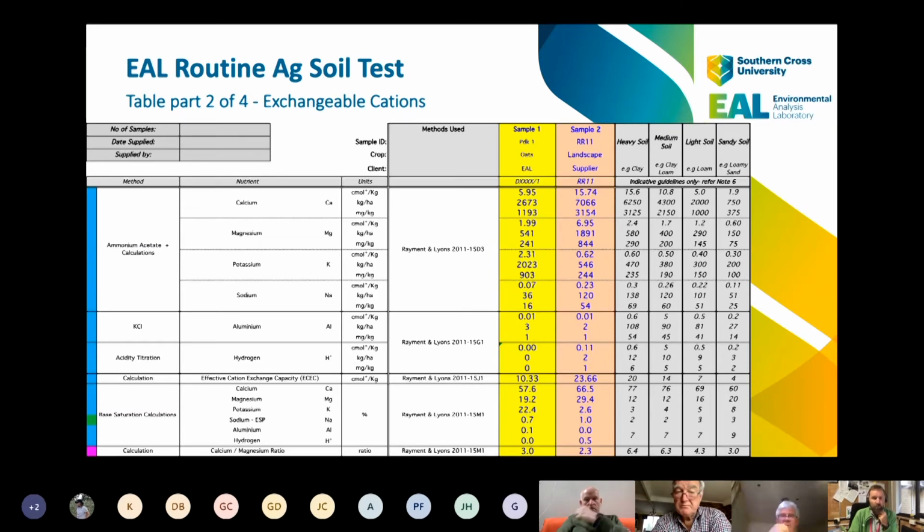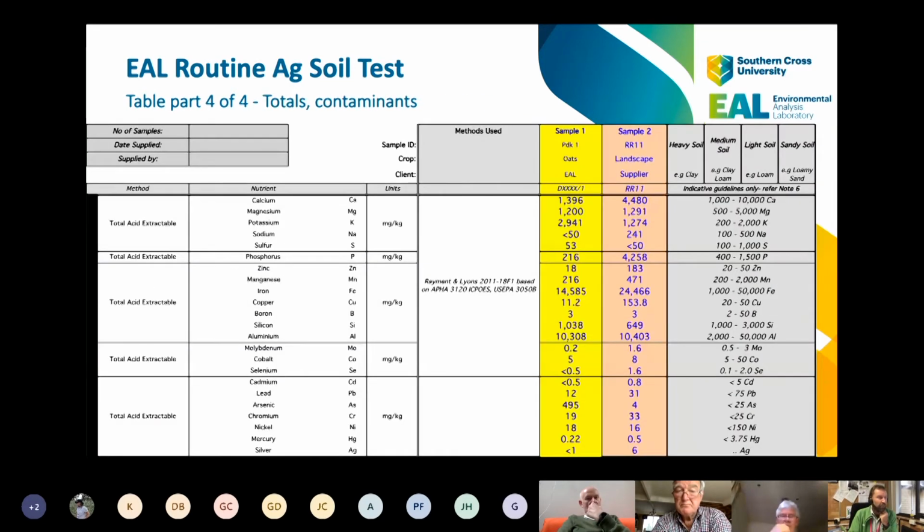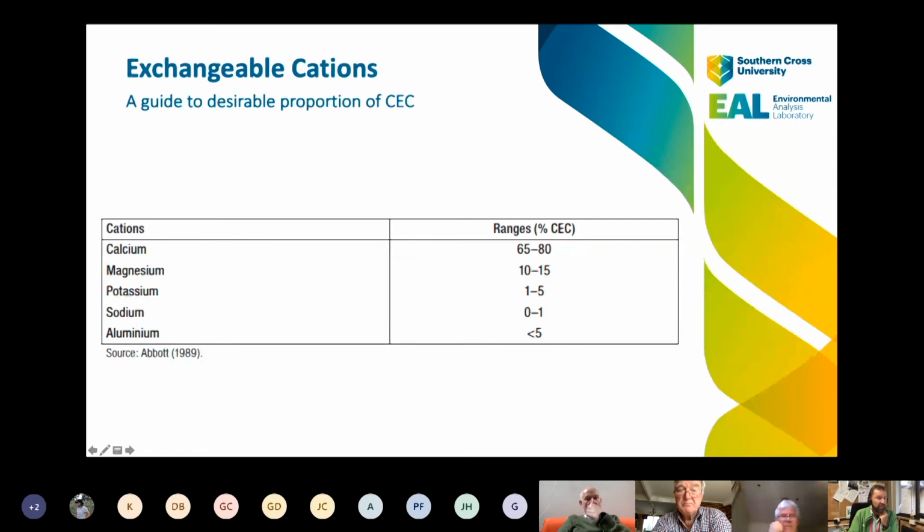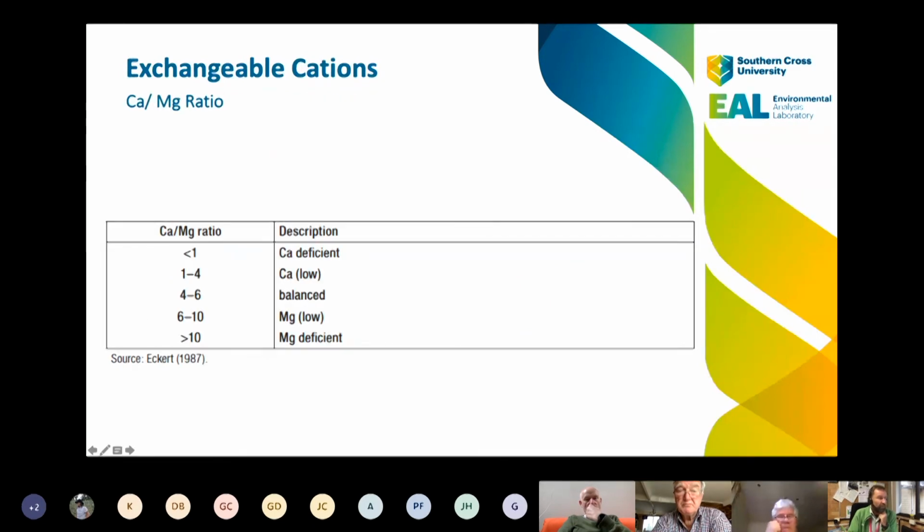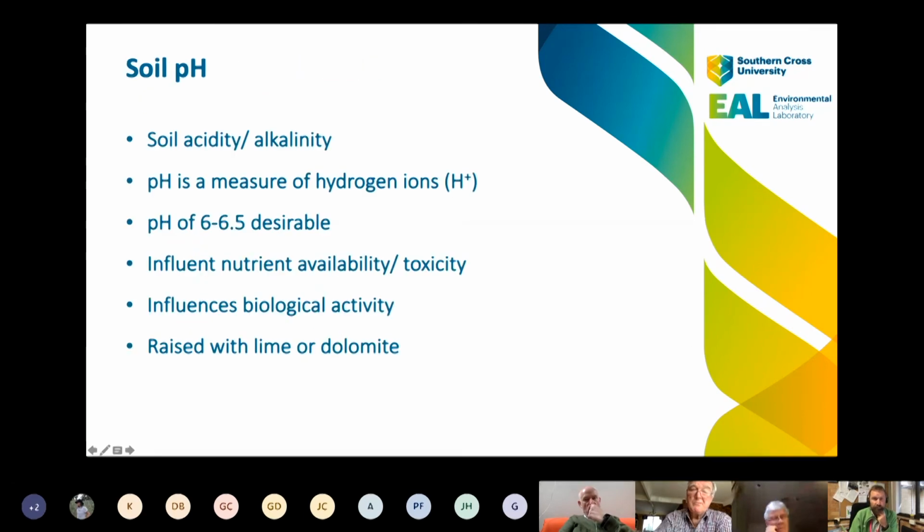All right, and then you can go to this little table I've given you here and simply look and say: ratio less than 1, calcium deficient; 1 to 4, calcium low; 4 to 6, balanced; 6 to 10, magnesium low; and greater than 10, magnesium deficient. So there's a simple way of just looking at one little number and determining what your soil is and what you may need to do in the future.